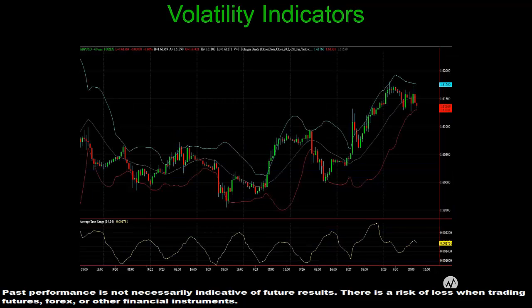Next, we'll talk about volatility indicators. I have the two main ones here, your Bollinger Bands and your ATR, or your average true range.